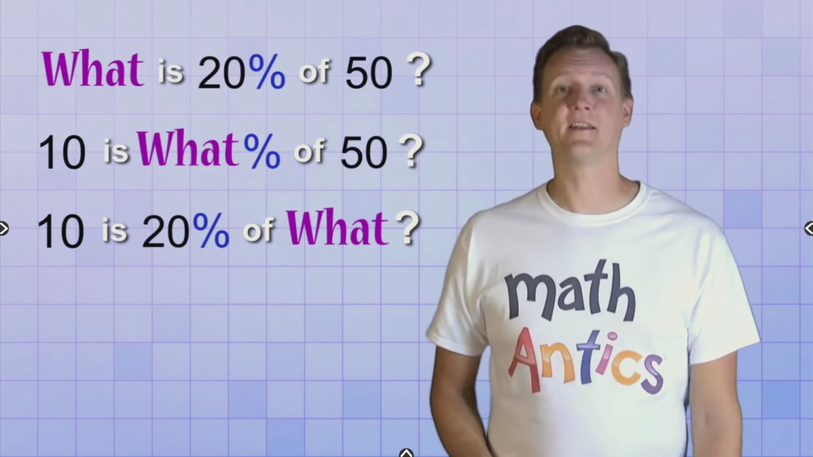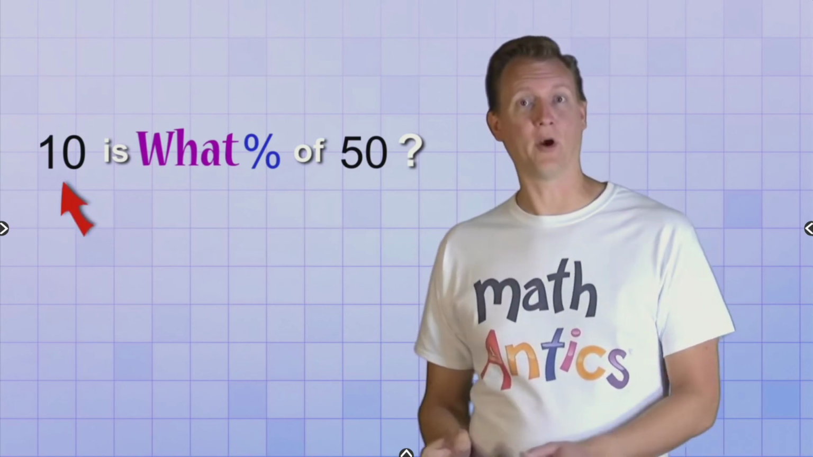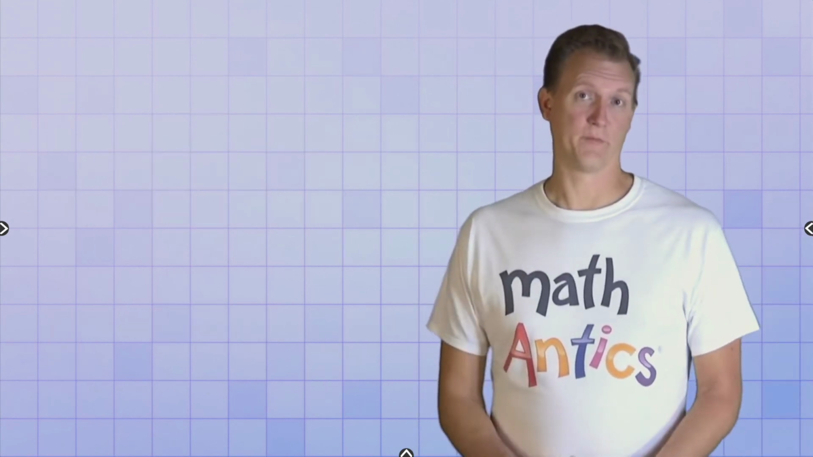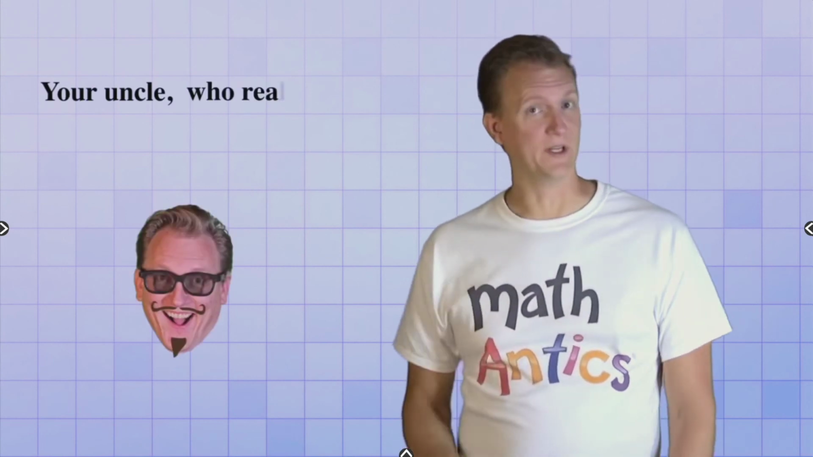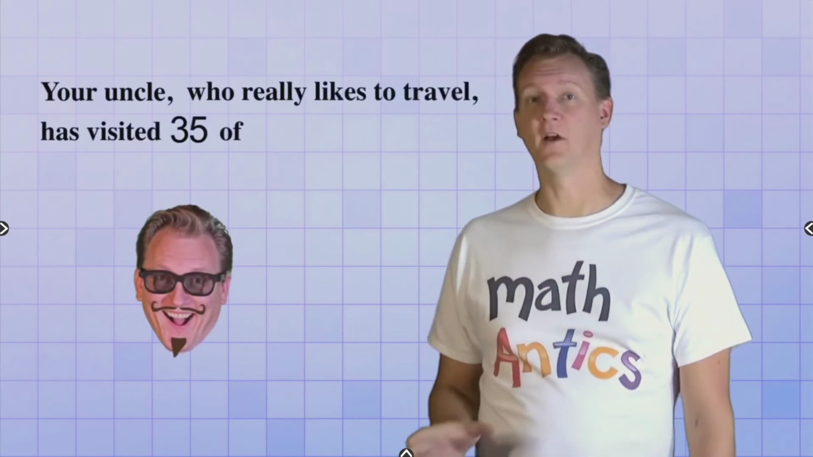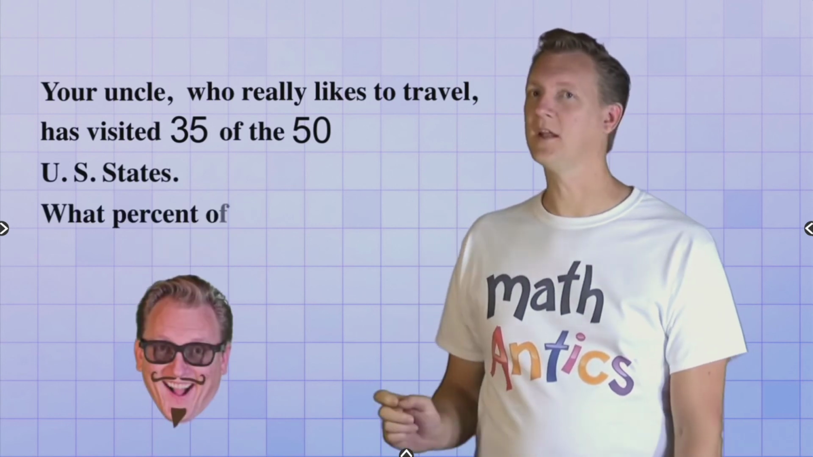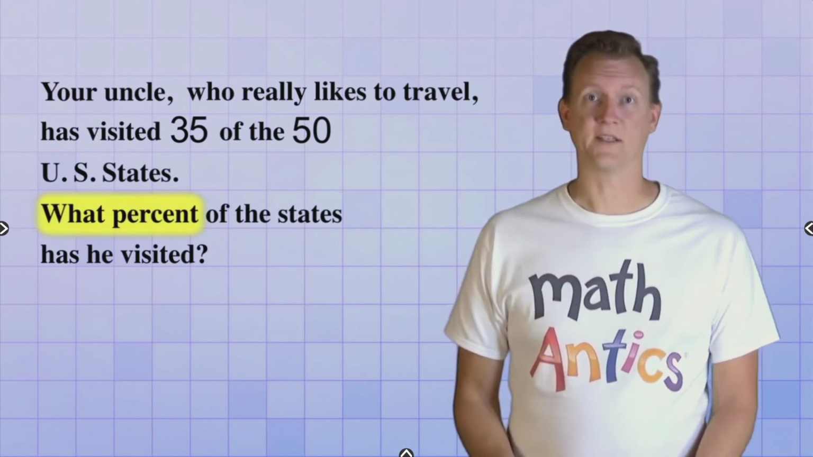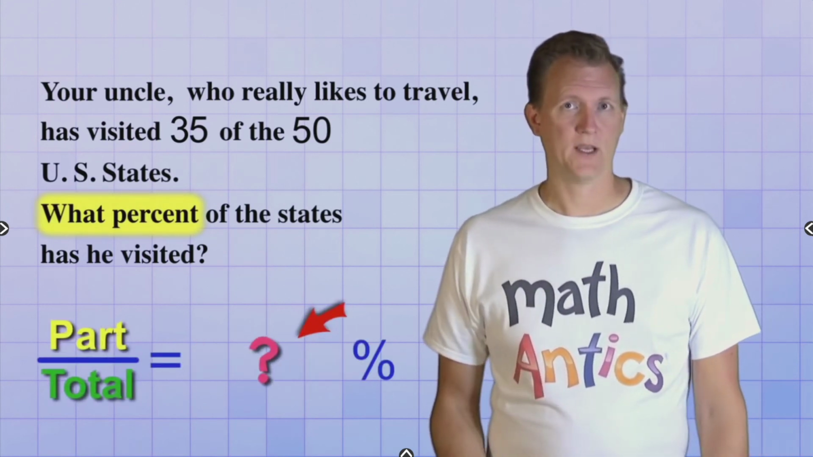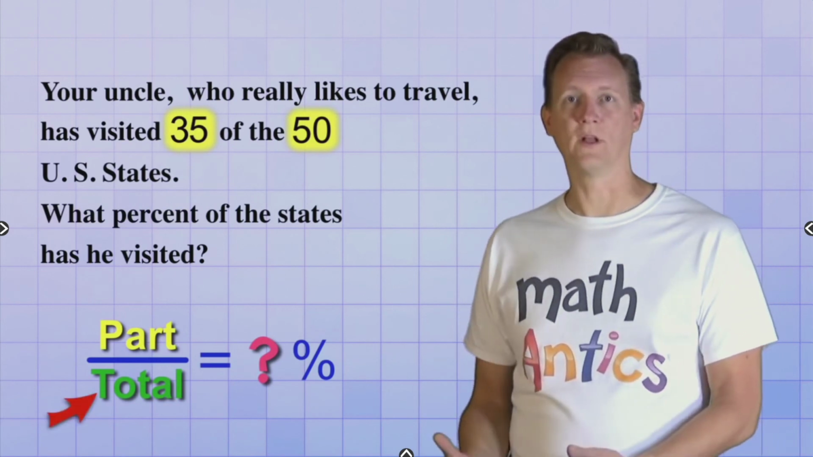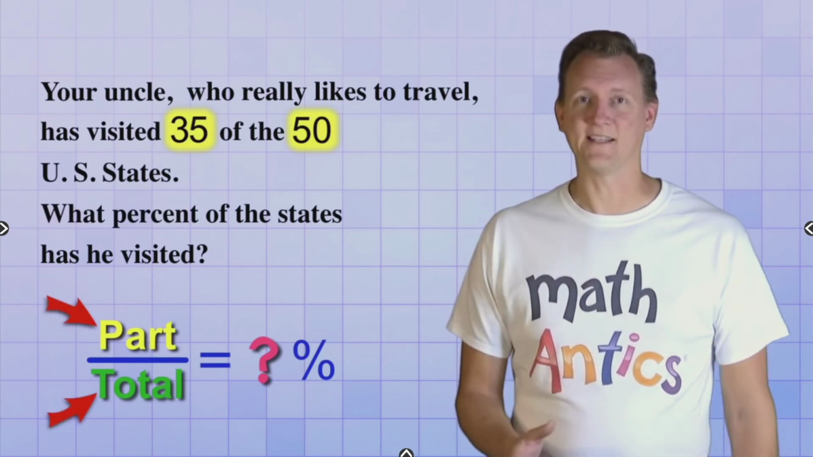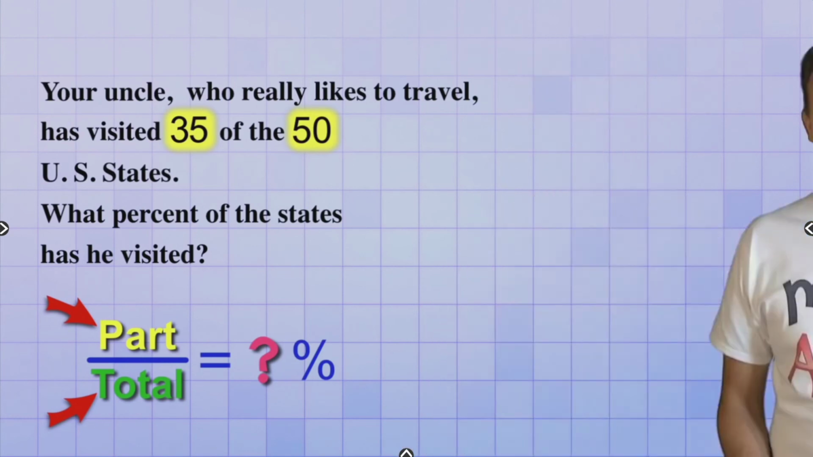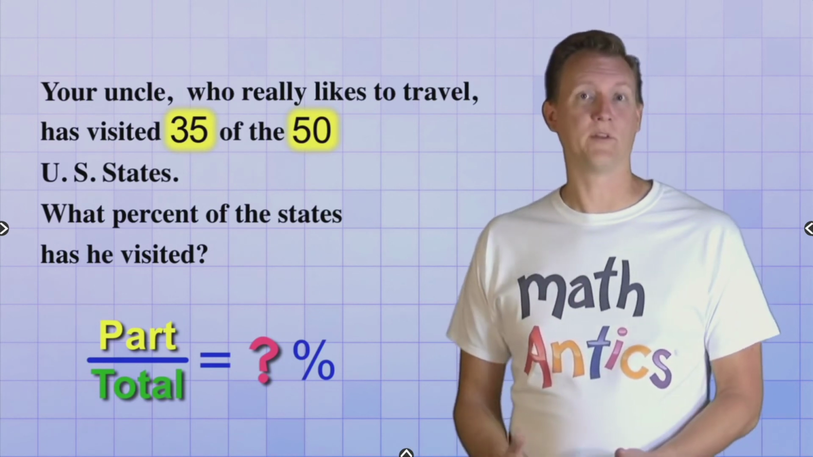So, let's look at an example of a type 2 problem, where we know the part we have and we know the total, but we don't know what the percent is. This example is a word problem, and it says, your uncle, who really likes to travel, has visited 35 of the 50 US states. What percent of the states has he visited? The key words in this problem are what percent, because they let us know that it's the percent that's missing. So the two numbers that it gives us must be the total and the part we have. Well, in this case, it's not really the part we have, it's the part that our uncle has visited, but you get the idea.